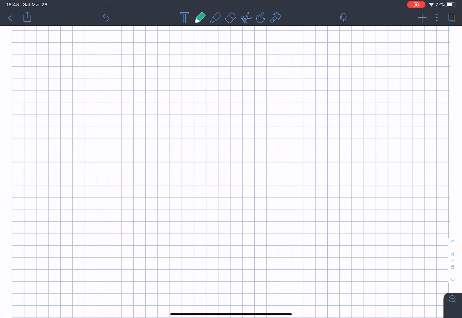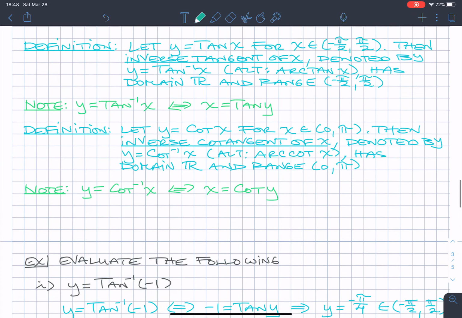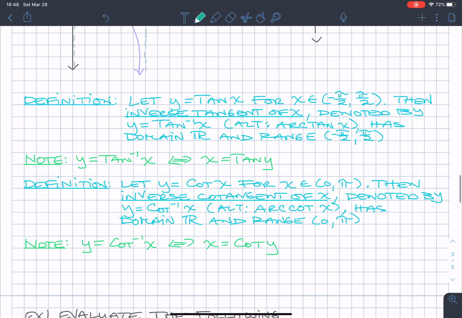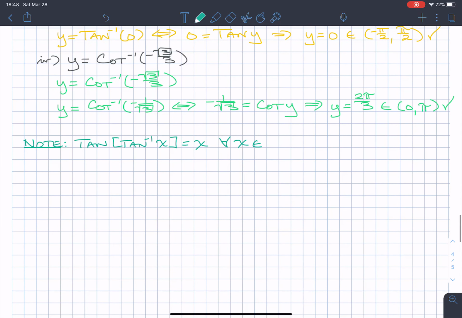Okay, continuing with 6.2, let's note that if I have tangent of tangent inverse of x, well, clearly that should be x, but this is for all values of x. Is there a restricted domain for the inverse tangent? What's the domain of inverse tangent? Looks like it's all real numbers, right? Okay. So this is valid for any value of x.